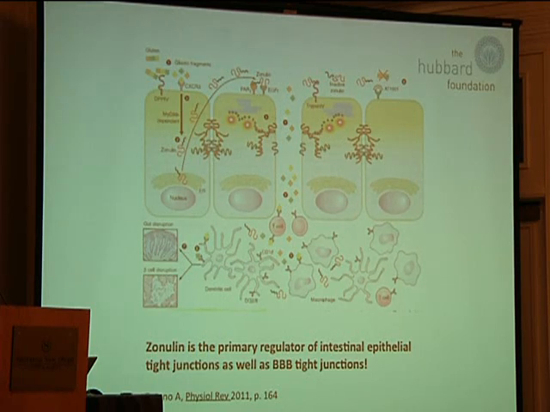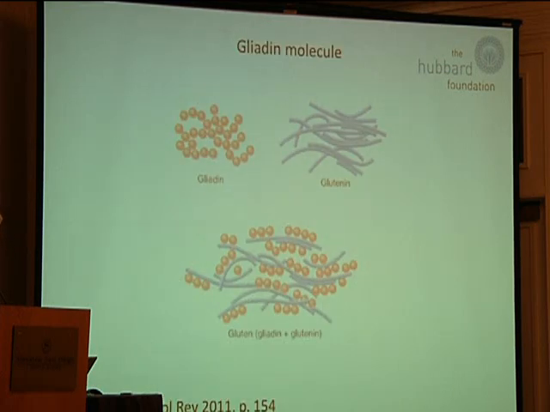And what activates zonulin in the gut? Gluten. Say it again. Say it out loud. Gliadin is the actual molecule. Gliadin plus glutenin is what we call gluten. The primary cause of abnormal intestinal permeability is excessive zonulin production, which is stimulated by gluten.